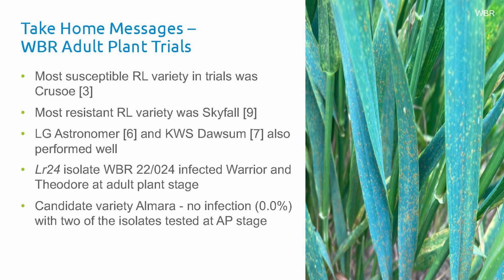LR24 isolate, WBR22024, infected Warrior and Theodore at adult plant stage. And the candidate variety Almara showed no infection, 0.0% mean, with 2 of the isolates when tested at adult plant stage.